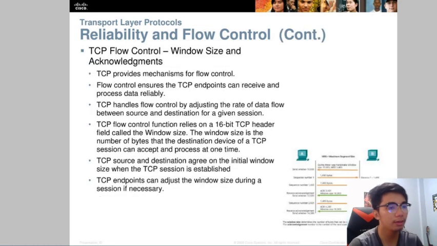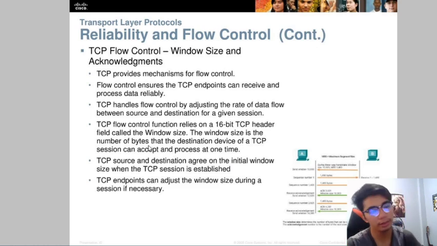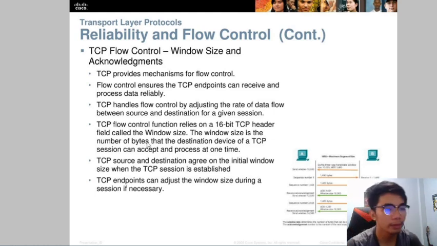Then TCP flow control: window size and acknowledgement provide a mechanism for flow control. Flow control ensures the TCP endpoints can receive and process the data. TCP handles flow control by adjusting the rate of data flow between the source and destination for a given session. This is done with a 16-bit TCP header field called window size, which is the number of bytes that the destination device of a TCP session can accept and process. The source and destination agree on the initial window size when the TCP session is established. Then a TCP endpoint can adjust the window size during the session if necessary.